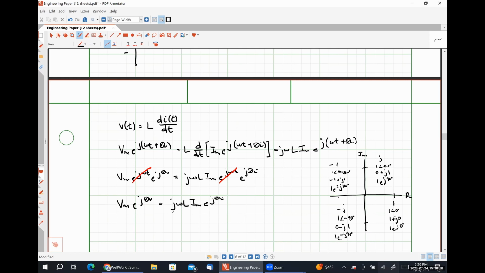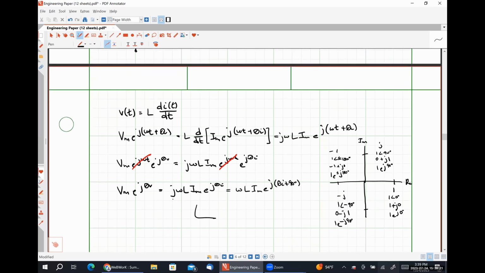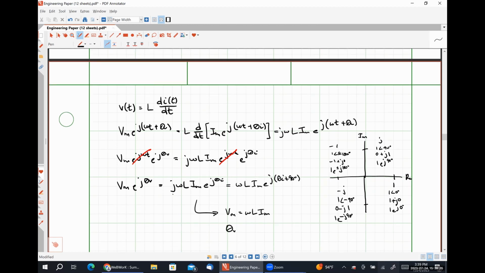So when I multiply by j, that's the same thing as me adding 90 degrees to my phase angle. So I could call this instead omega L Im e to the j theta I plus 90 degrees. So from here, I can see that Vm, my magnitude on the left-hand side, is equal to omega L times Im, my magnitude on the right-hand side. And I can see that theta V will be equal to theta I plus 90 degrees, which means our voltage is always 90 degrees more positive than our current. So in an inductor, we can say that the current lags the voltage by 90 degrees.